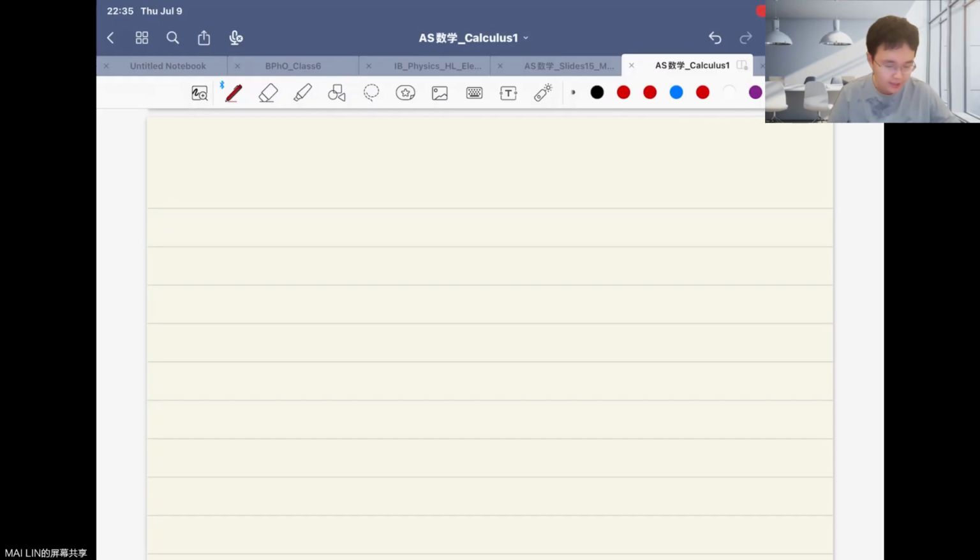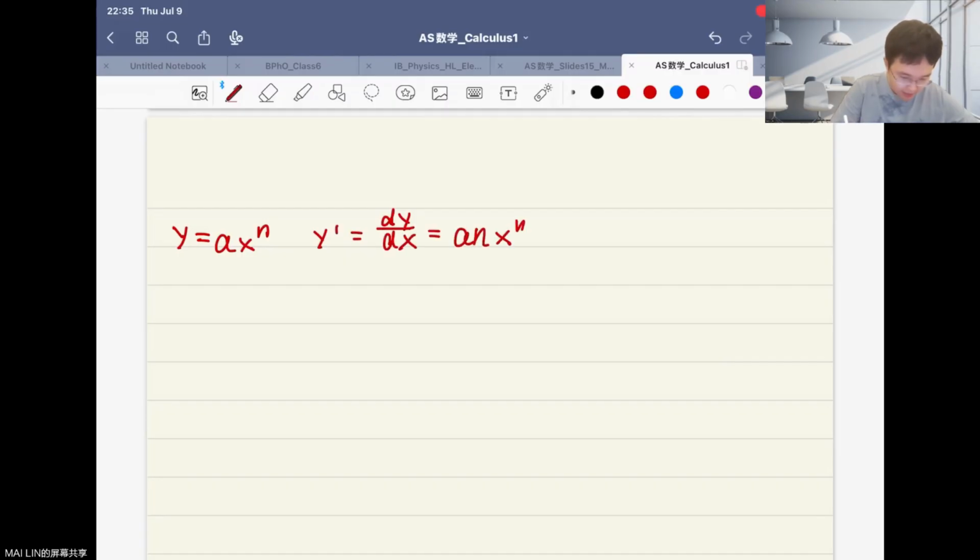Before that, we already said that we can calculate differentiation using the formula y equals a times x to the power of n. The differentiation, dy over dx, is a times n times x to the power of n minus 1. We already said that, but in fact we don't know why that is. So now let's prove how we can get this differentiation equation.